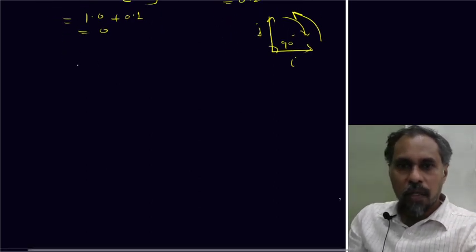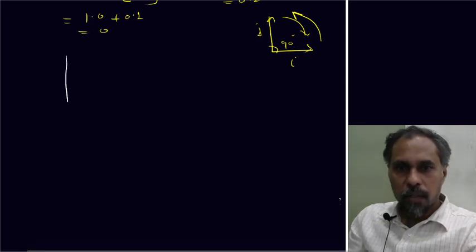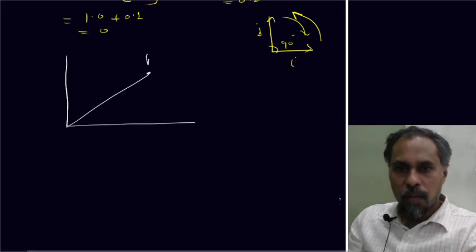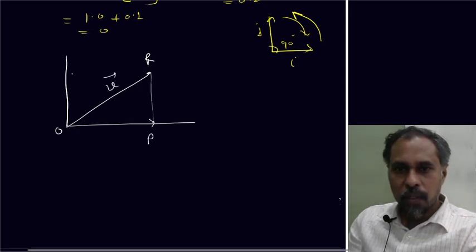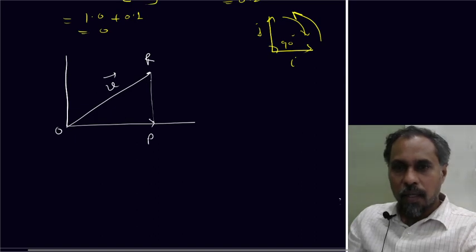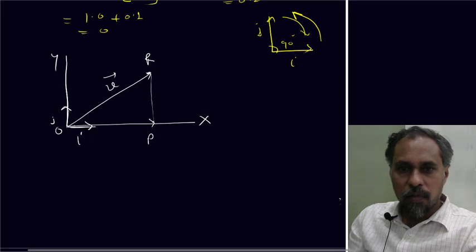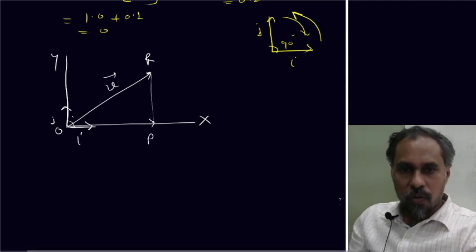Now we are going to discuss more on the vector v. So I resketch the vector v. That was the point r, this was o, it was the vector v. I could make a perpendicular here at the point p, something like that, and then we sketched the vector i along the x-axis, that is i. We sketched the vector j along the y-axis, that is vector j. Angle between these two is 90 degrees.